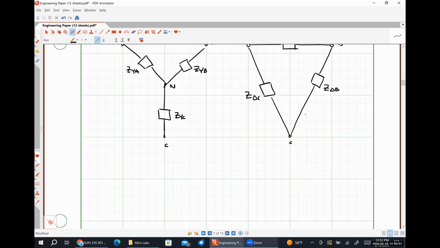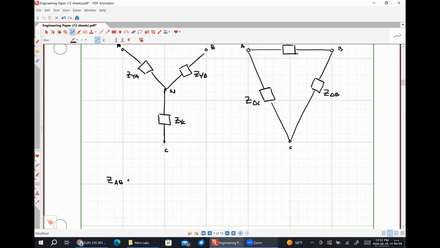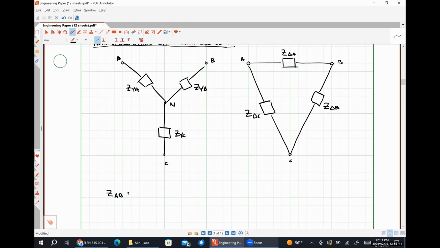So if I look for the impedance seen between terminals A and B of my Y-connected network, what do I see? What is the equivalent impedance seen looking into terminals A and B of this network? So if I'm looking in through terminals A and B, what do I see?